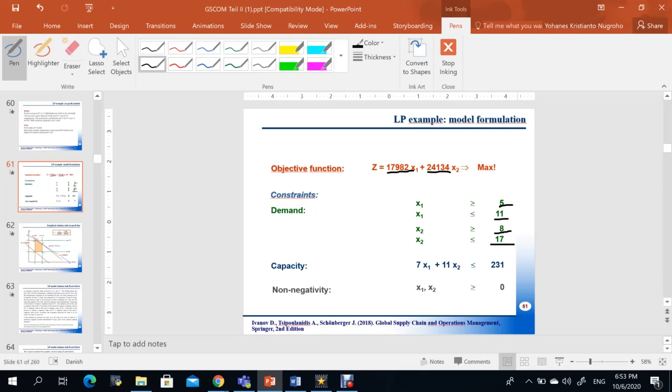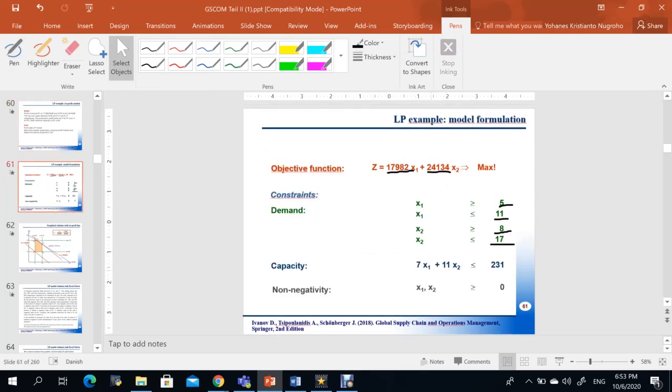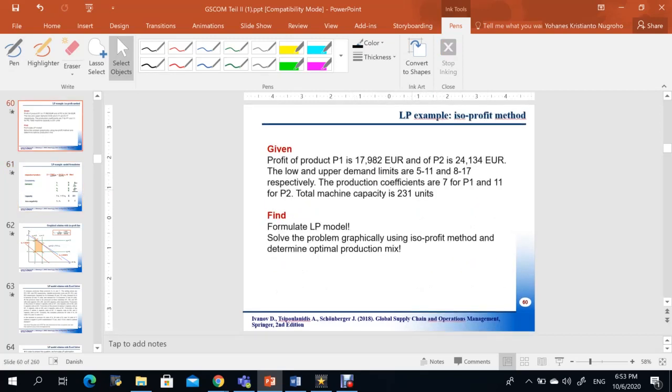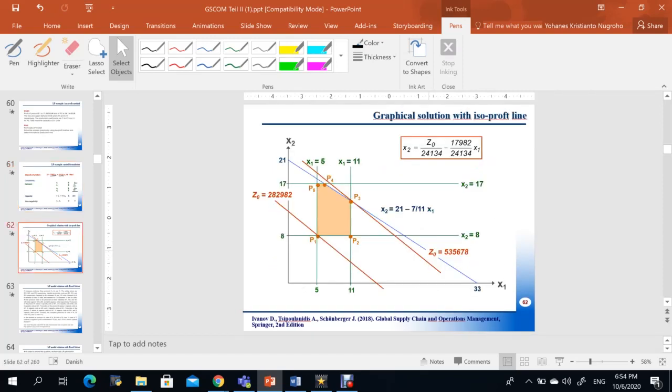And the capacity constraint says that the maximum production capacity, machine capacity, is 231, and for each unit of x1 we need 7. It can be the unit cost of production for x1 and unit cost of production for x2, right? And both x1 and x2 cannot be less than 0, so the production quantity should be equal or more than 0. And therefore we do the same as the previous example. We plot all equations here.